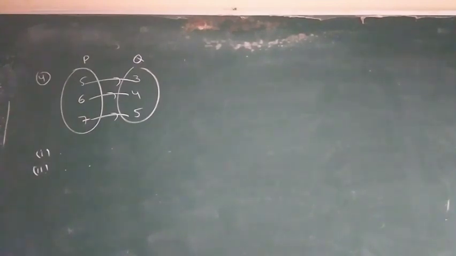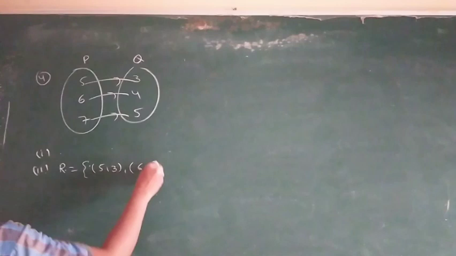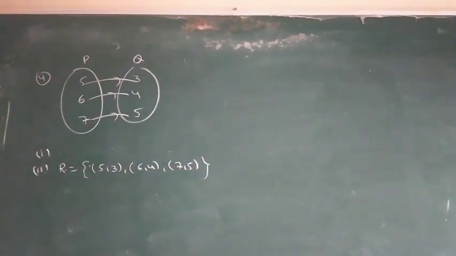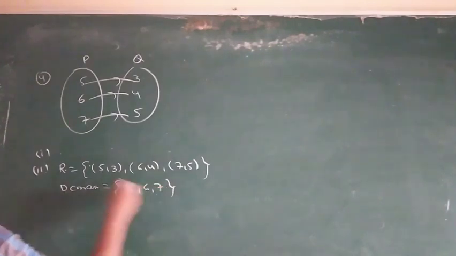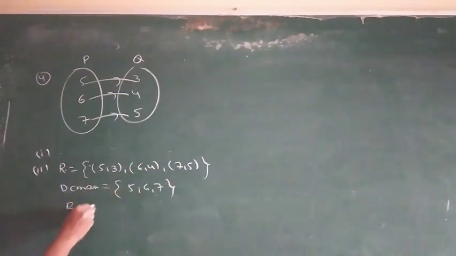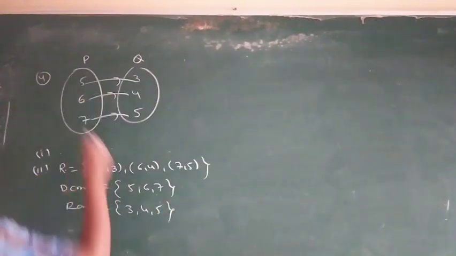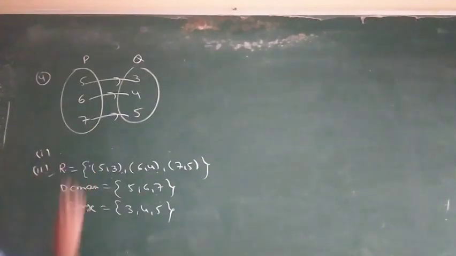What is the domain and range? So, roster form is nothing but the direct element form. What is it? (5,3), (6,4), (7,5). Next, domain. What is the domain? 5, 6, 7. Range. What is the range? 3, 4, 5. Domain is the first element, range is the second element. This is the roster form.